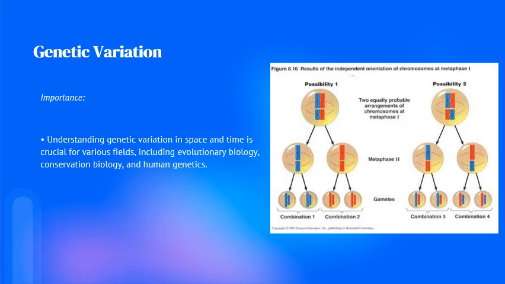Understanding genetic variation in space and time is crucial for various fields, including evolutionary biology, conservation biology, and human genetics. It helps scientists track the evolutionary history of species, assess the impact of environmental changes on genetic diversity, and identify populations that may be at risk of genetic depletion. To summarize, genetic variation in space and time is a dynamic and complex topic that addresses the distribution and changes in genetic diversity within populations and species. It plays a central role in the study of evolution, population genetics, and the conservation of biodiversity.